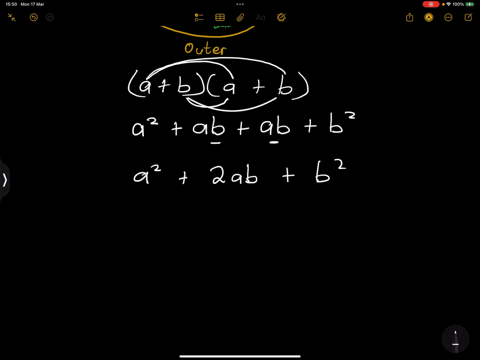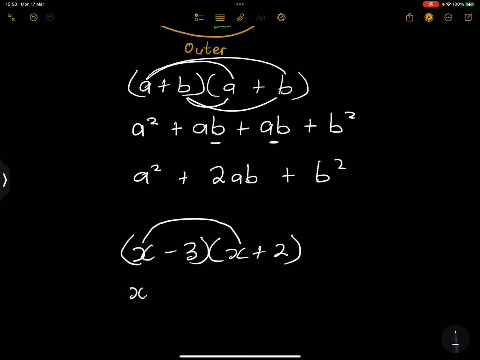So we're going to say, if I've got x minus 3 times x plus 2, how do I get the product there? So I'll say x multiplied by x, that will give me x squared. That will be x multiplied by 2, that will give me plus 2x. Those are two positives that are multiplying. And then we said we go for the inner ones. Negative 3 times x will give me negative 3x. And finally, I've got negative 3 times 2. That will give me negative 6.